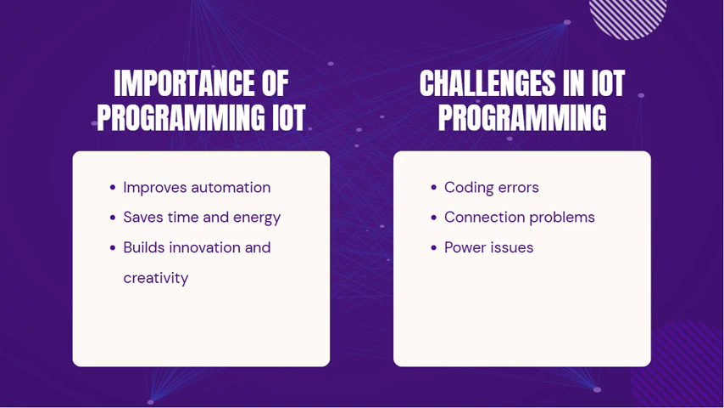Okay? So, coding errors can lead to device malfunctions and unexpected behavior. And connection issues may disrupt communication between devices and network. So balancing benefits and challenges is essential for successful IoT deployment.